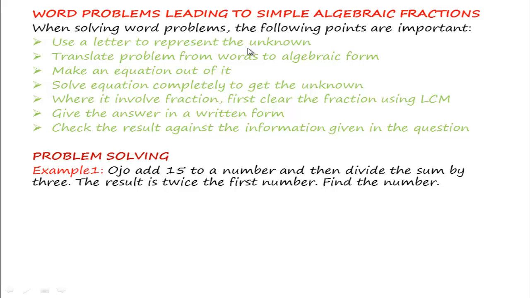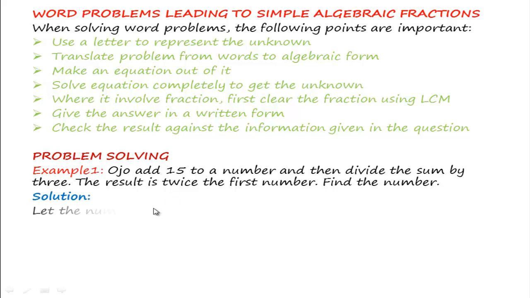Then another statement is then divide the sum. After he has added it, he now divides the 15 and the number that he has added together by 3. That's what he's saying. And the result is equal to 2 times that number that you don't know. That is, if it is X that you don't know, it's going to be 2 times X. Let's find the number now.